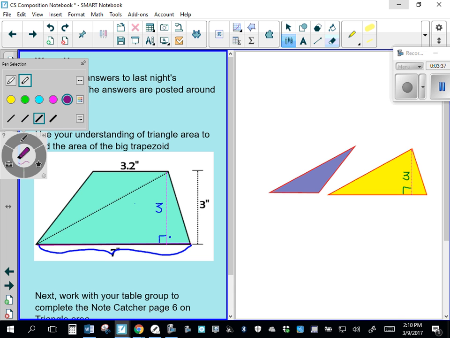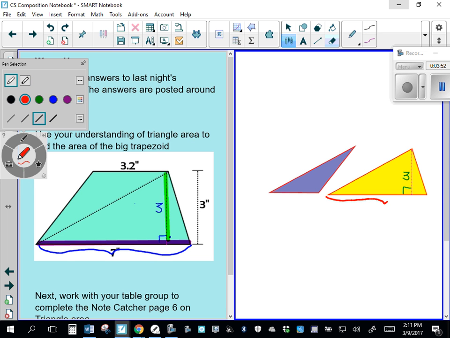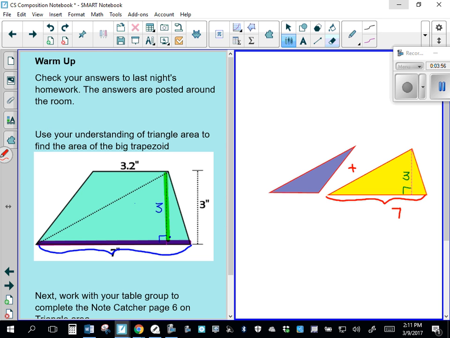So we've got this square angle right here, so we always look at the base right there. And that's 7. And then we look at the height, and that's 3. So over here we have how much? 7, right? So that's one triangle. What about this one, Jesse? What's the base of the other triangle, even though I flipped it upside down?